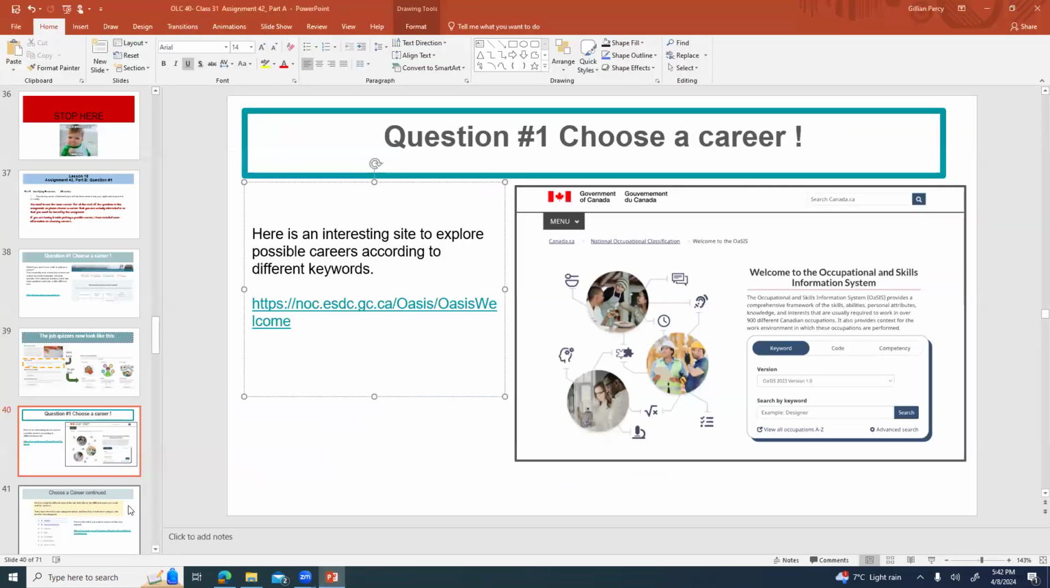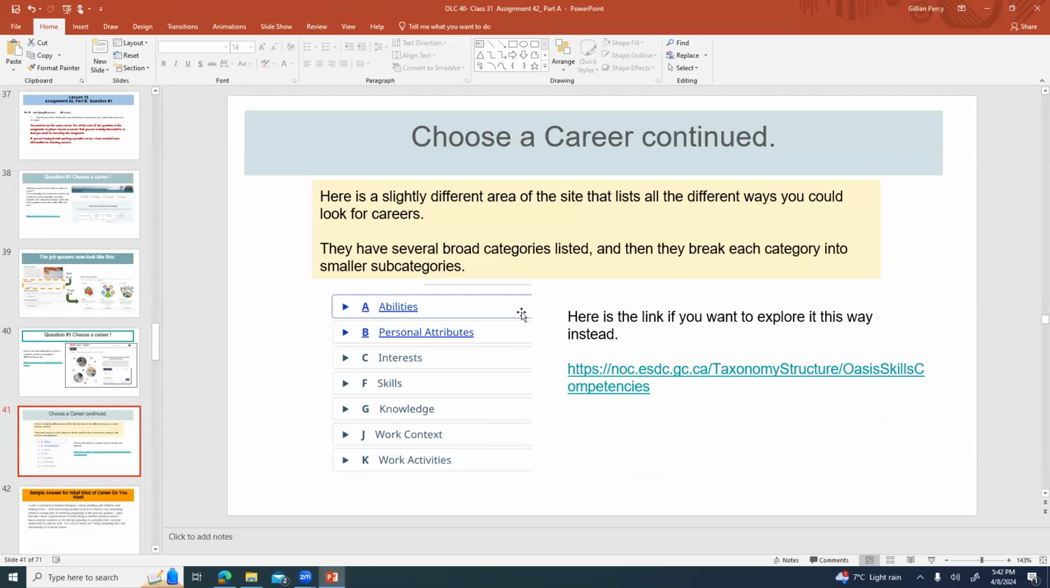Okay. So what else? Oh, the same site up here where we were looking, you can look at things based on your abilities, personal attributes. That's like character traits. Like if you're very conscientious, then maybe accounting would work for you. But if you're kind of not a big little detail kind of person, maybe sales might be better, that kind of thing. And you can explore it through competencies, skills, knowledge, work context, and work activities.